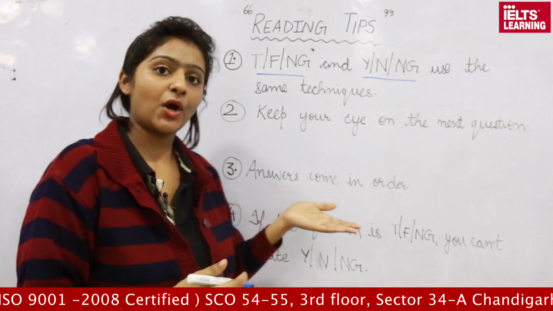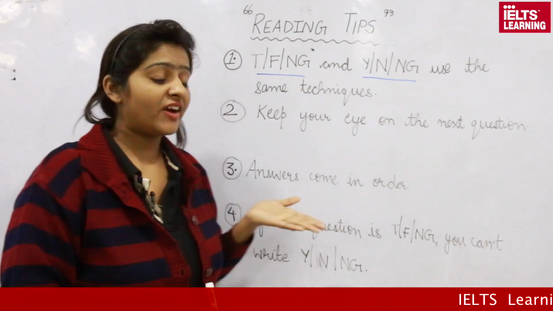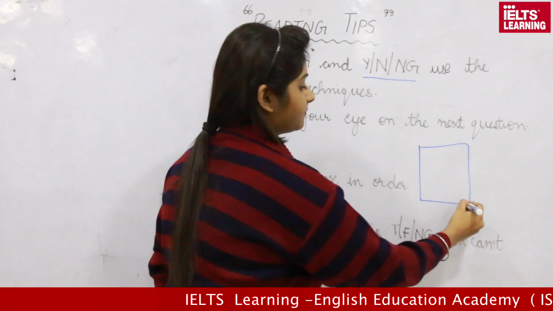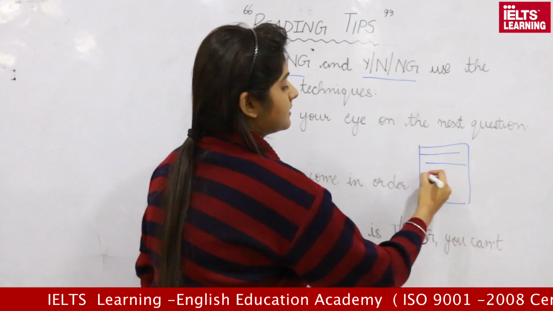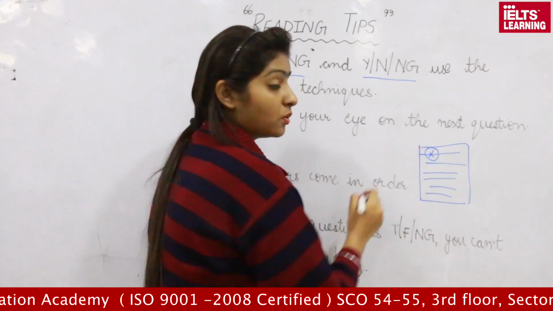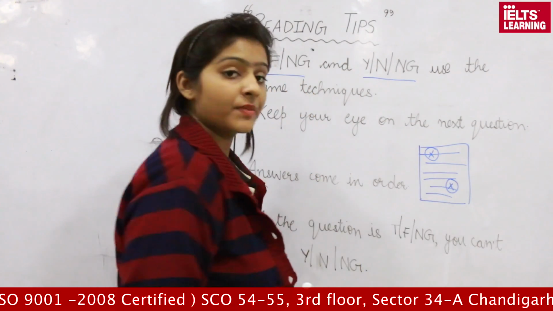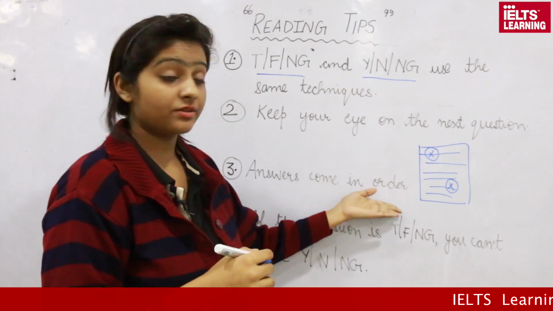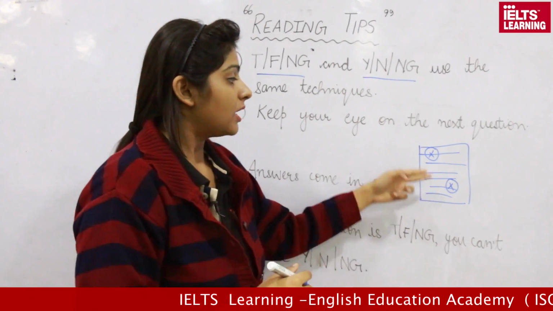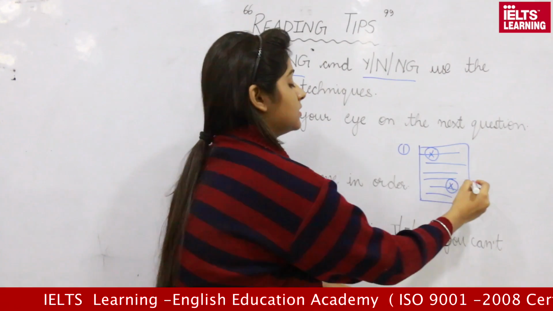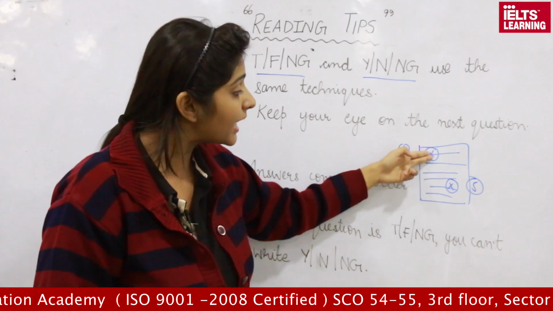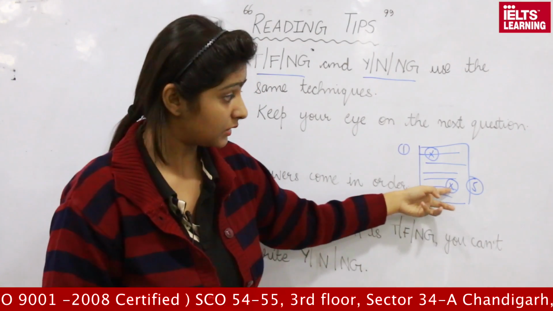Second tip, keep your eye on the next question. This tip would qualify the third tip that the answers come in order. See, this is your IELTS reading passage, and say this is information. For example, you found the answer for question number 1 here, and for question number 3 here. So as I said, the answers come in order, so keep your eye on the next question. What does it mean? It means that, for example, you got the answer for the first question, you got the answer for the third question, and you're not able to find the answer for the second question. So that would lie between the first and this third one.